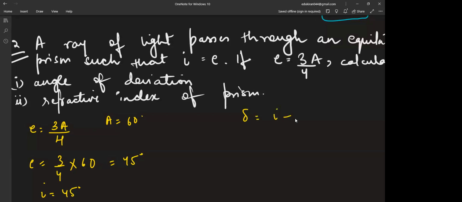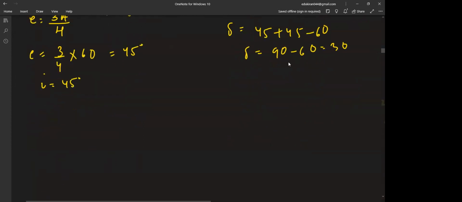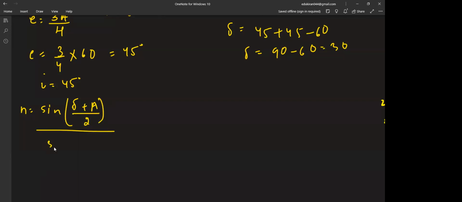Delta is equal to I plus E minus A. So this will be 45 plus 45 minus 60. So delta will be 90 minus 60, which is equal to 30. Now see, you have delta with you. Now N is equal to sine of delta plus A by 2, divided by sine A by 2. This is the formula that we have.